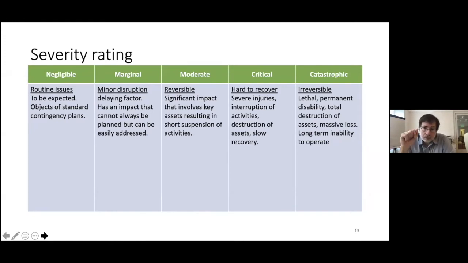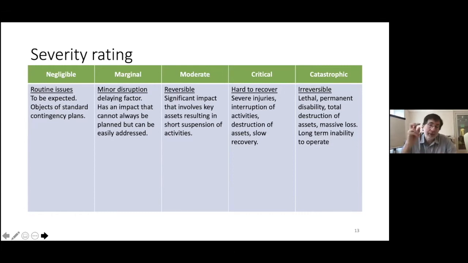While critical, it's hard to recover, but it's possible to recover. So severe injuries, interruption of activity, you may have destruction of assets, but it's going to be a slow recovery. So between a critical risk and a catastrophic risk, the difference is that with catastrophic it's very hard to come back. It's almost impossible. While critical, it is possible, but you need to work very hard. Moderate is reversible, it has a significant impact, it will lead to the suspension of activities for a short time, you need to work on it, but you will come back.